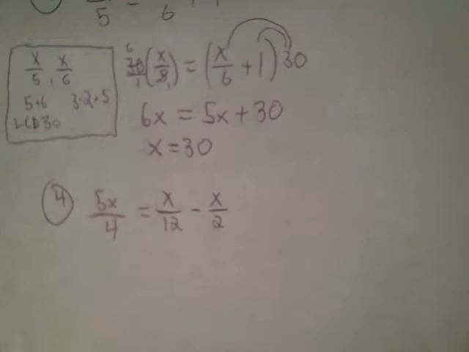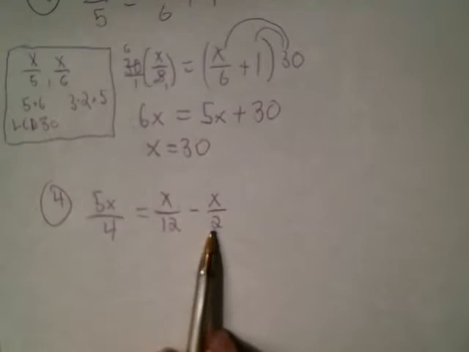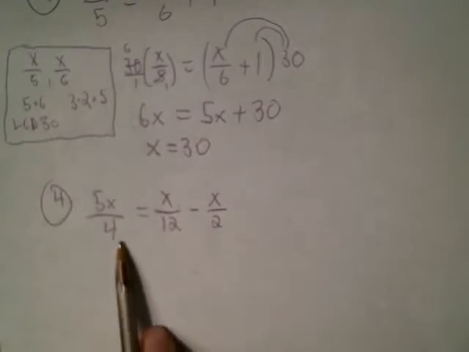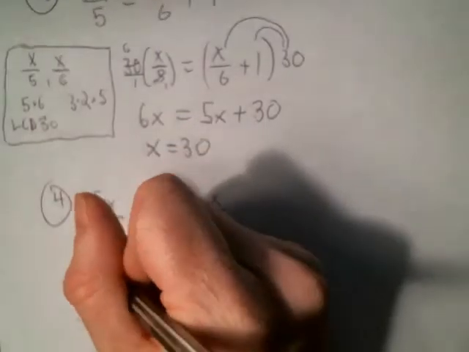Okay, so this time we need a number that's divisible by 4, 12, and 2. Well, 24 would work. Let's try for smaller, right? I think 12 would work. So actually 12 would be the LCD. If I want to add all three of these together, the common denominator I'd use would be 12. Okay? So that's what I'm going to multiply by.